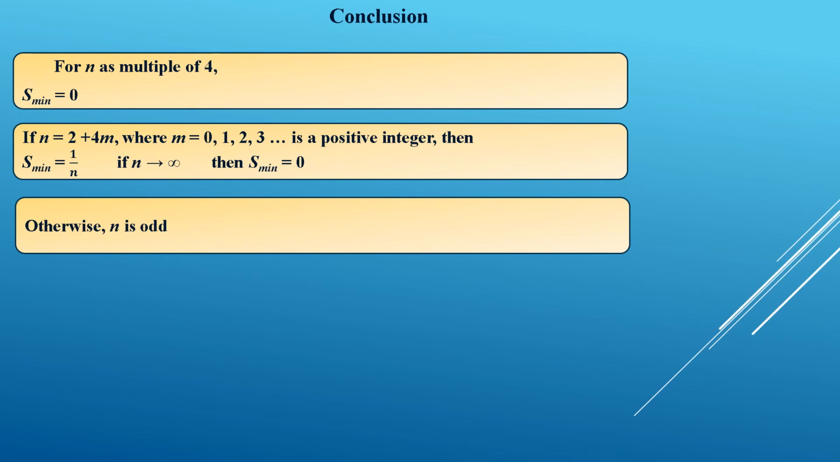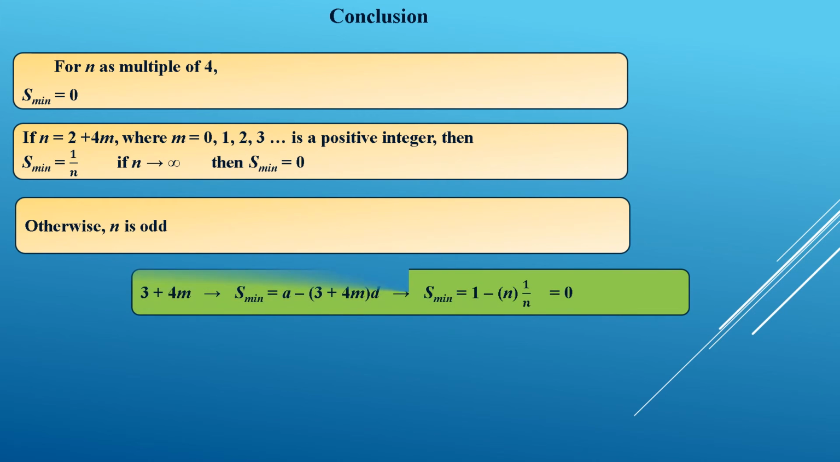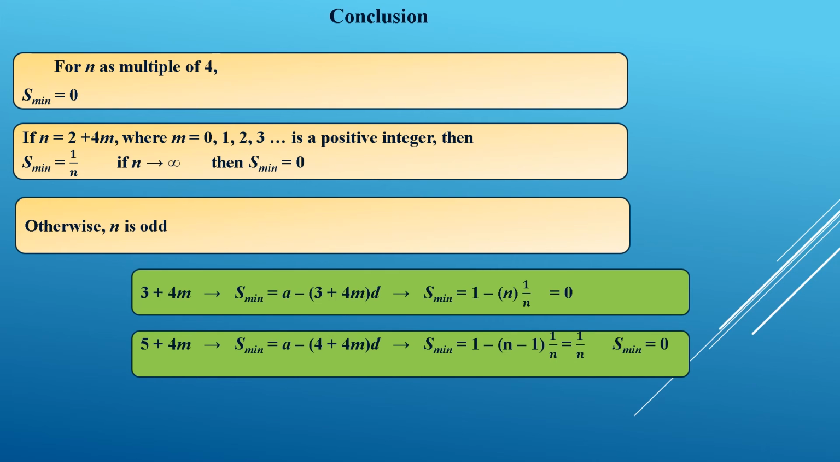The third possibility is if n is odd. But when n is odd, we split into two categories. One of them is 3 plus 4m. If you substitute it back to here, and after multiplication, because A is 1 in this case, you will again get 0. The last possibility for the odd number is 5 plus 4m, and if you do a simple mathematical calculation, again S min will become 0.